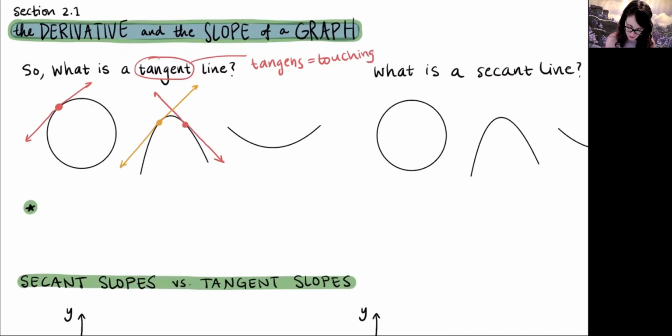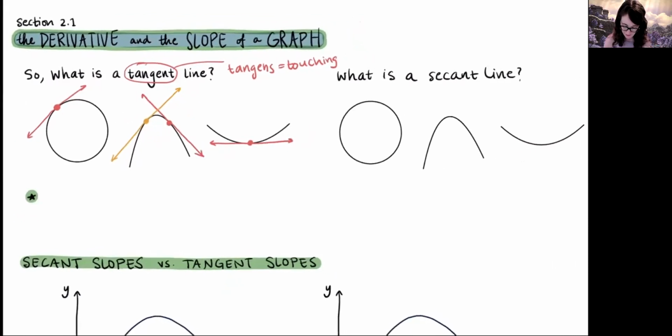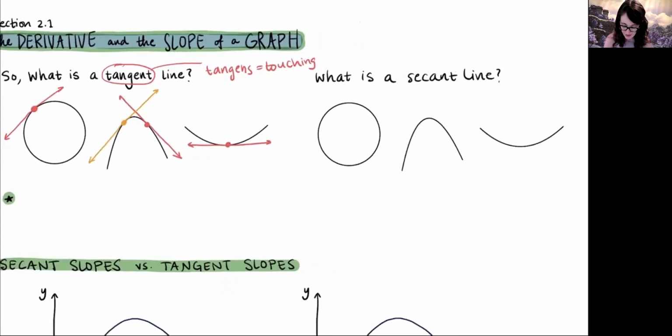This last example here, maybe kind of a flattened parabola, if we wanted to find the tangent line right at this point right on the bottom there. This one might look something like this. Right, almost like a horizontal line would be the tangent line to that curve at that point. Okay, I'm contrasting this with a secant line. So secant in Latin, this root secant comes from the Latin word secans, which means cutting.